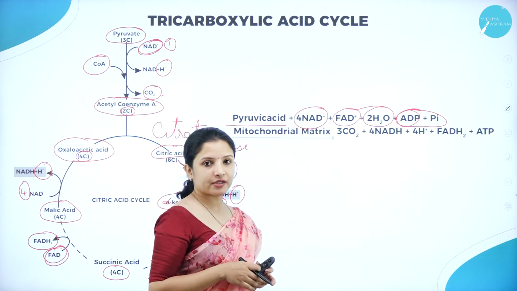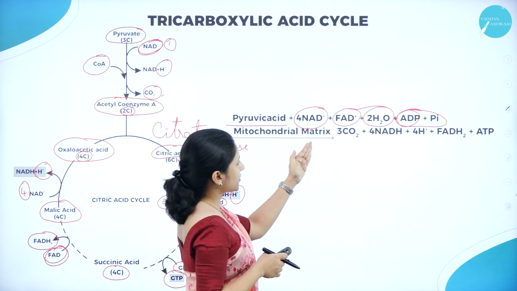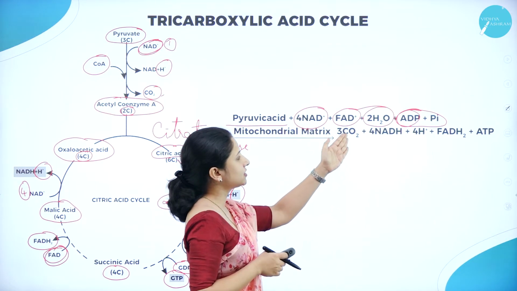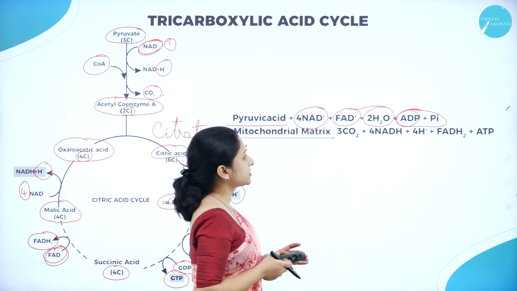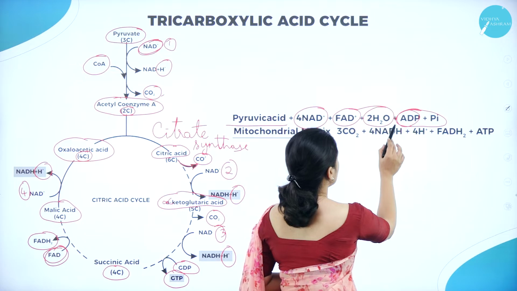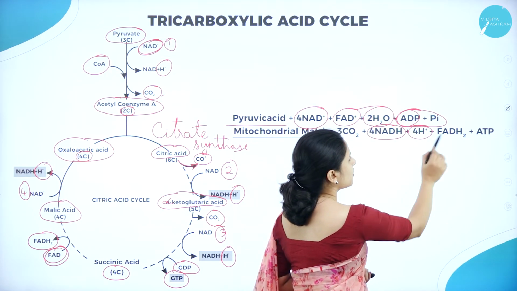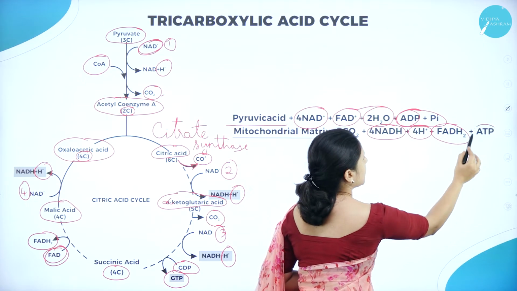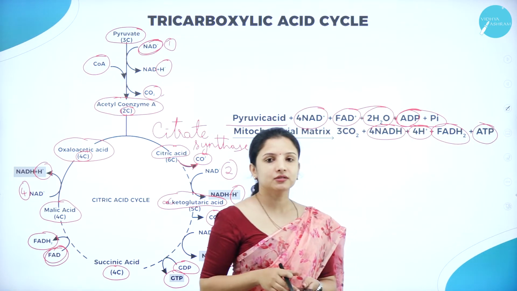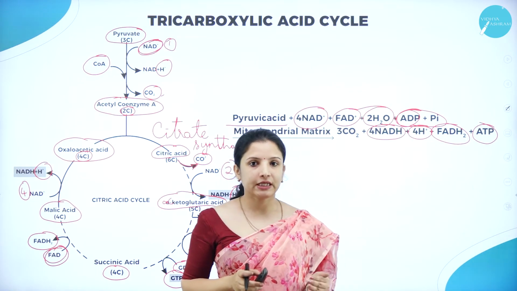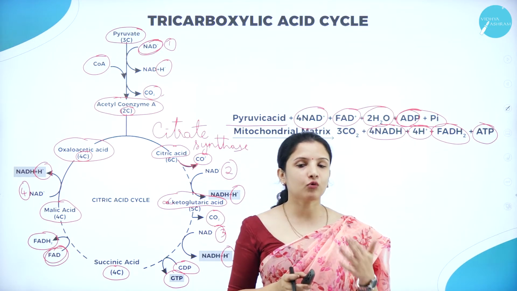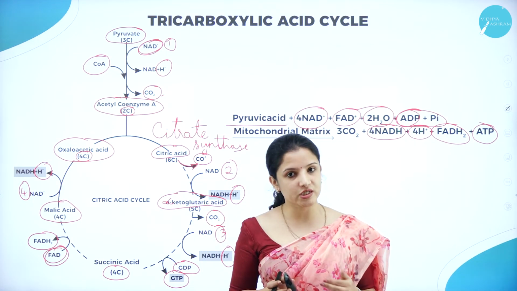And where does this actually take place? In the mitochondrial matrix. During this process, 3 molecules of carbon dioxide are released, and 4 molecules of NADH, 4 hydrogen ions, FADH2 and ATP are also released. So this is about the Krebs cycle. At the end of the Krebs cycle, what all is formed, we shall see.